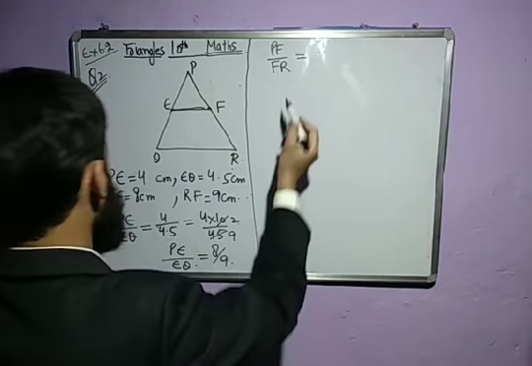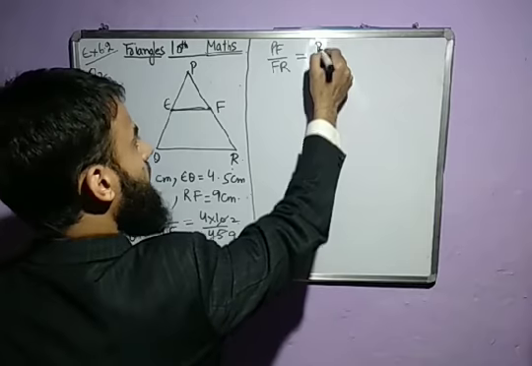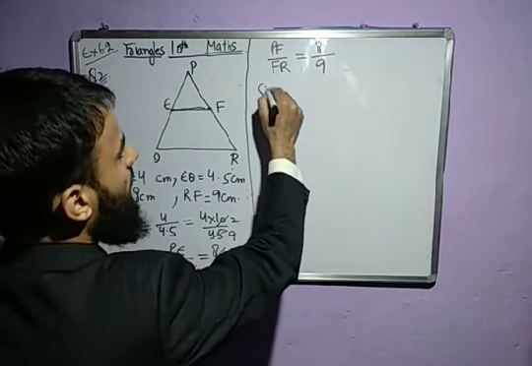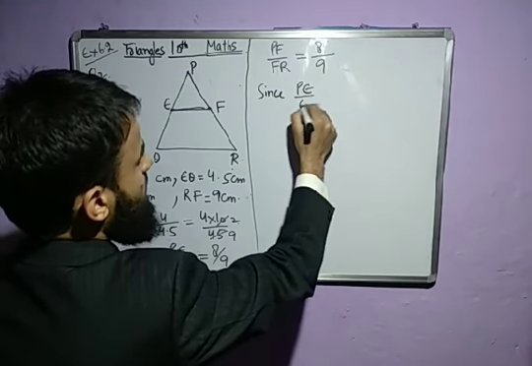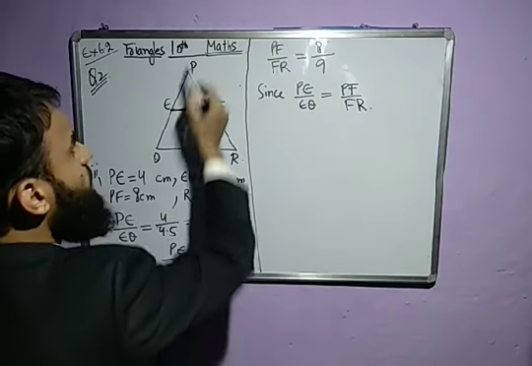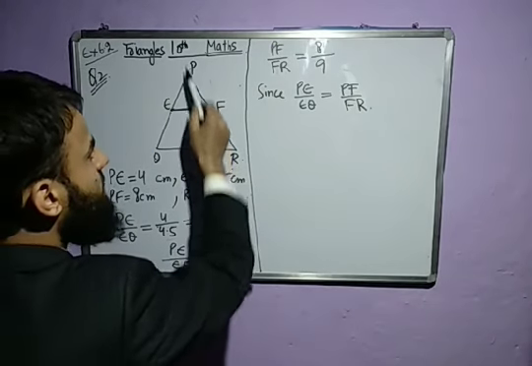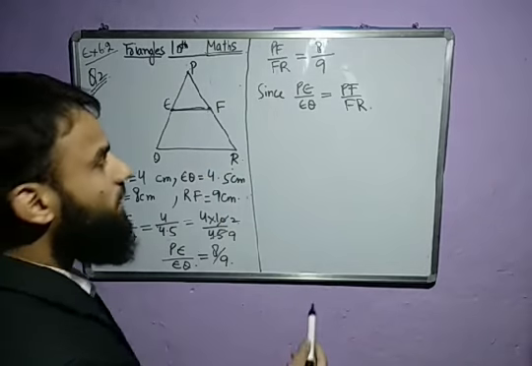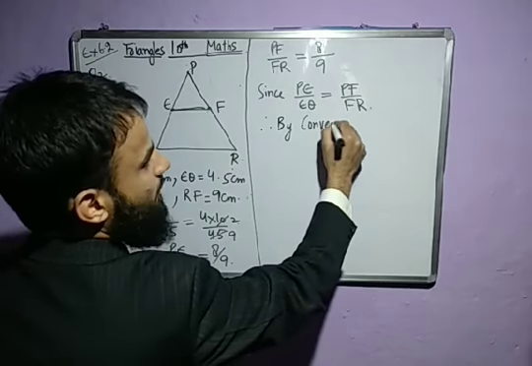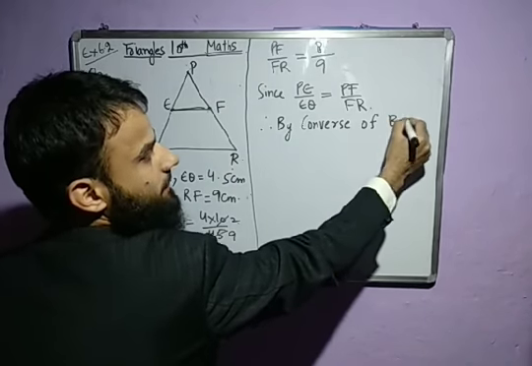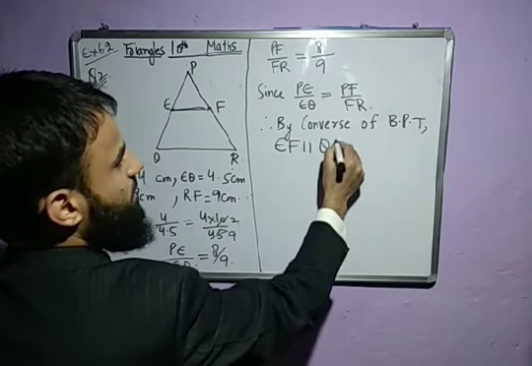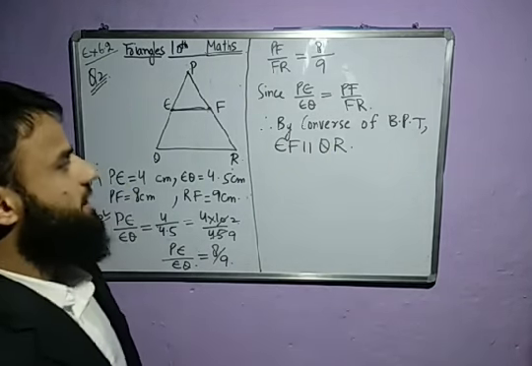Okay. Now let's calculate PF by FR. It comes out to be 8 by 9. And since PE by EQ is equal to PF by FR, what does this imply? It means this line is dividing these two sides in the equal ratio. Therefore, by the converse of the BPT, this EF is parallel to QR. Okay, these are the first two questions.